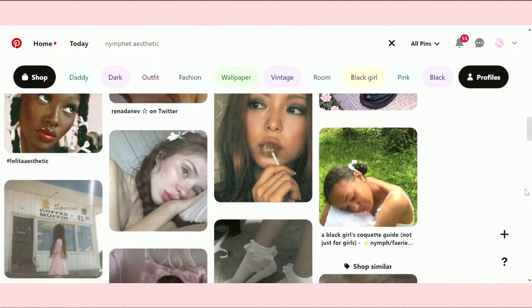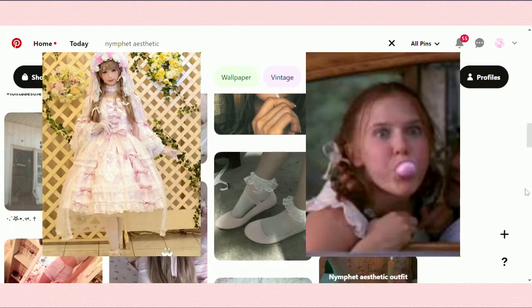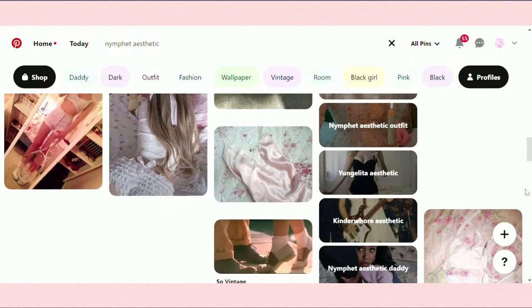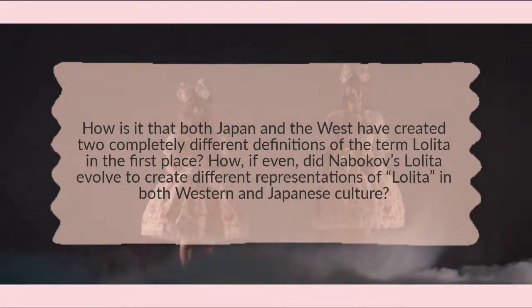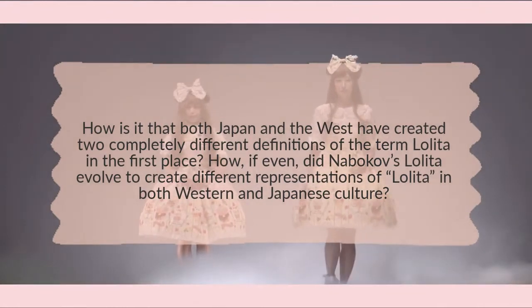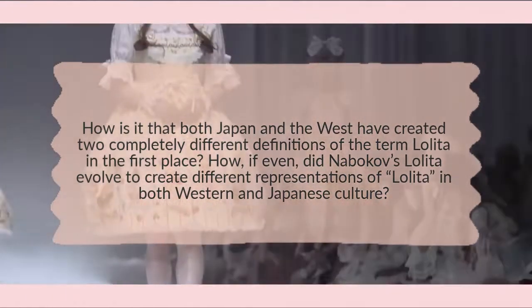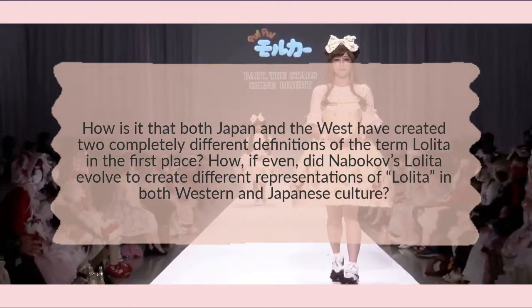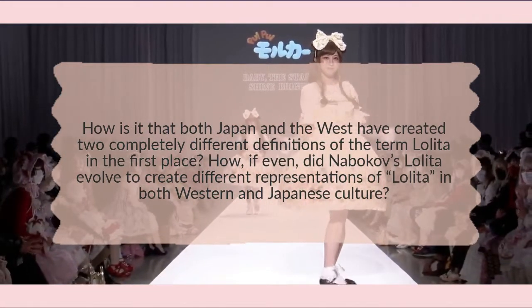Nonetheless, the image of Lolita in Japan and the Lolita in America create two vastly different images and effects on their respective popular culture. But how is it that both Japan and the West have created two completely different definitions of the term Lolita in the first place? How, if even, did Nabokov's Lolita evolve to create different representations of Lolita in both Western and Japanese culture?